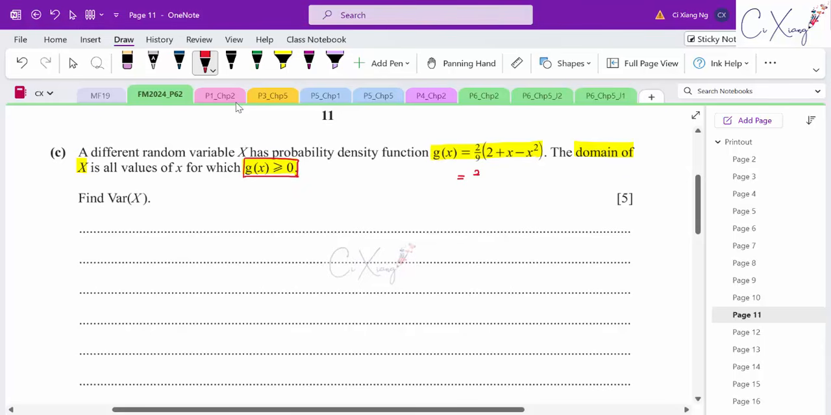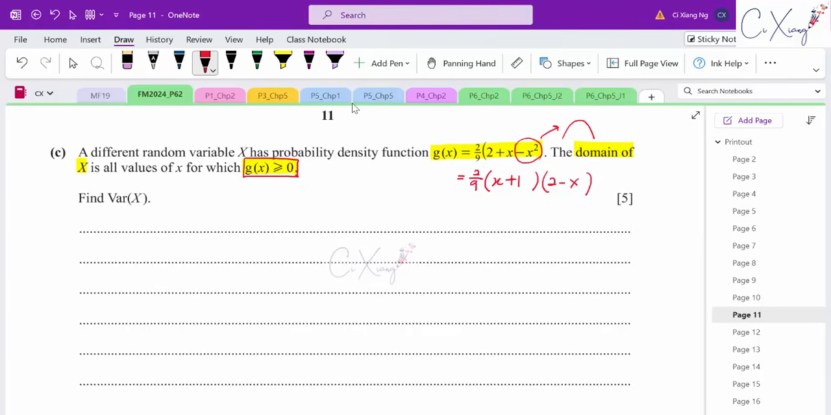I didn't draw it in detail. Maybe first I try to factorize the function. If I factorize it, I will have (x plus 1) and (2 minus x). Because of the negative in front of the x squared, we have an n-shaped quadratic curve. For these two brackets, I get x equals -1 and x equals 2, which are the roots of this function, where the function is equal to 0.